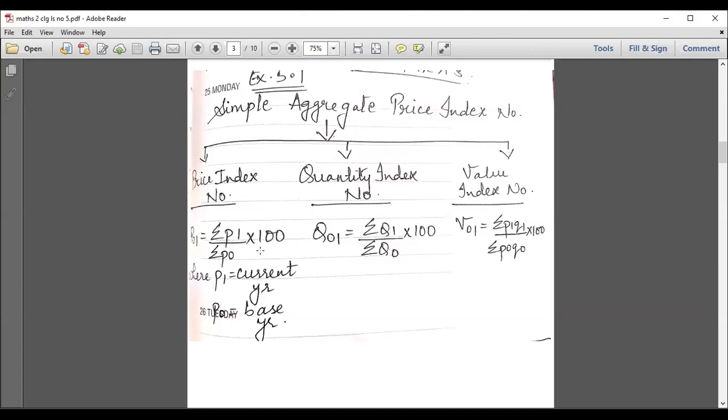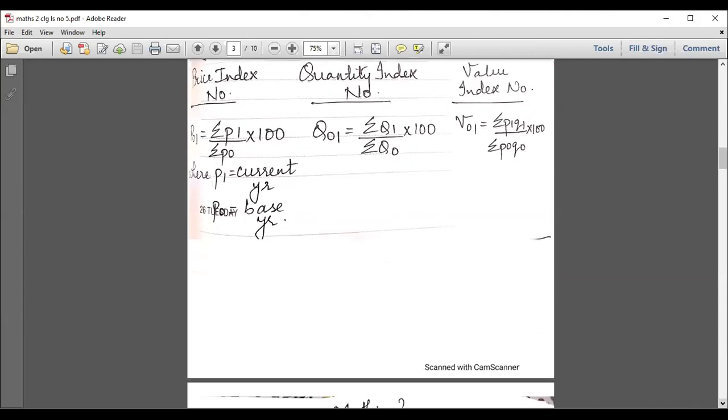The same formula applies for quantity index number. The quantity index number can be shown by the formula Q01 is equal to summation Q1 upon summation Q0, multiplied by 100. That is, total of current year quantities upon total of base year quantities into 100. So this is what we are going to study in this particular topic. I hope the concept is clear till now. So can we move forward?